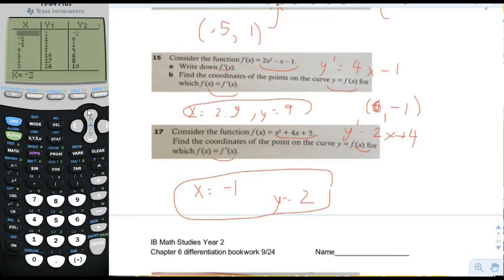And there is a value, okay? And they say of the point, so this is the only point here, x equals negative 1. So when x equals negative 1, y equals 2, and the gradient equals 2. Okay, so that's it for this unit.